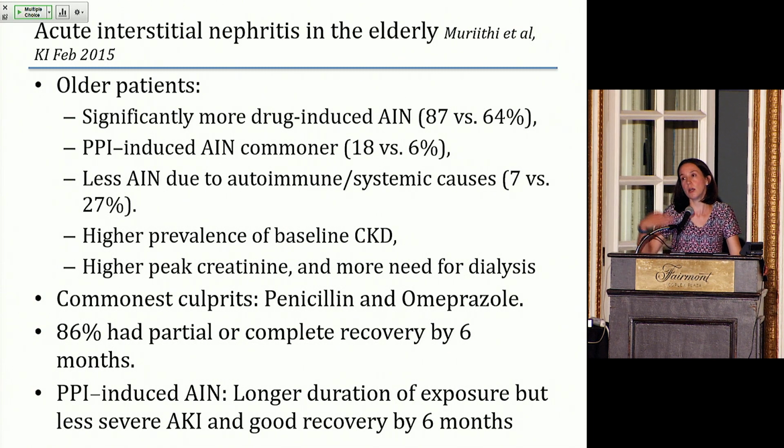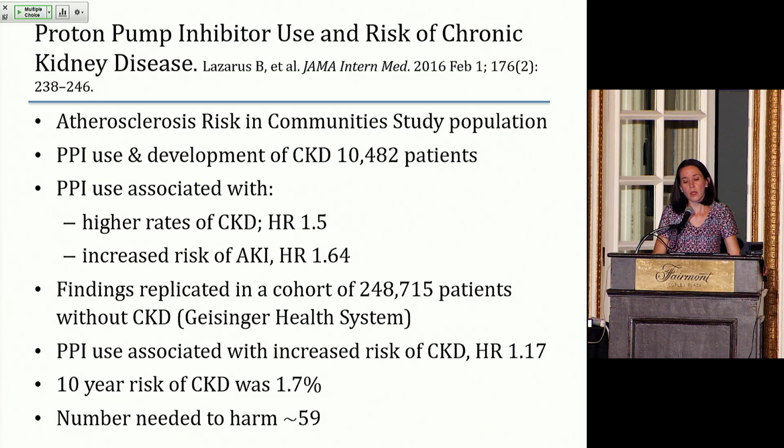These patients had a longer duration of exposure to the drug, but they had less severe AKI and tended to have good recovery by 6 months. So this was in this particular study. And then there was this large study from JAMA Internal Medicine in 2016, which is a population-based study looking at the risk of chronic kidney disease related to proton pump inhibitor use. And this is, I think, quite a live topic at the moment that's being investigated.